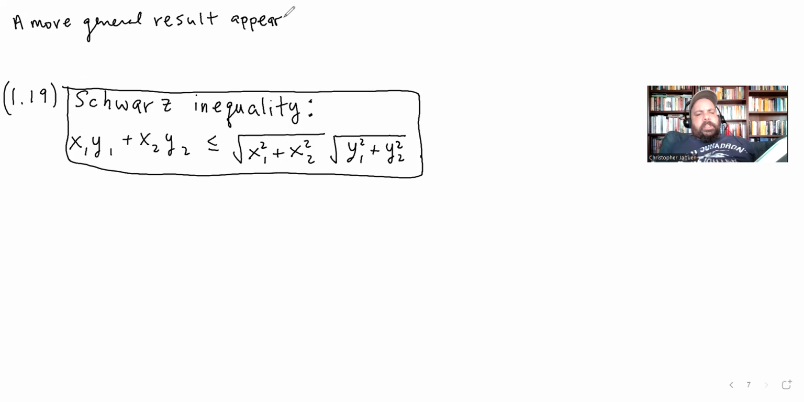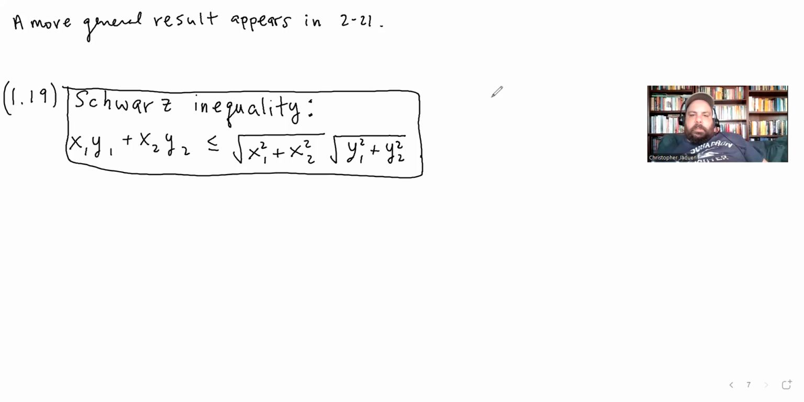Actually, there's a few problems, I think, in chapter 2 that will appeal to this. A more general result appears in, what do you say, 221? And then, okay, after that, he says the three proofs of the Schwarz inequality outlined below have only one thing in common: their reliance on the fact that a squared is greater than or equal to 0 for all a. So I'll just write that on the side here.